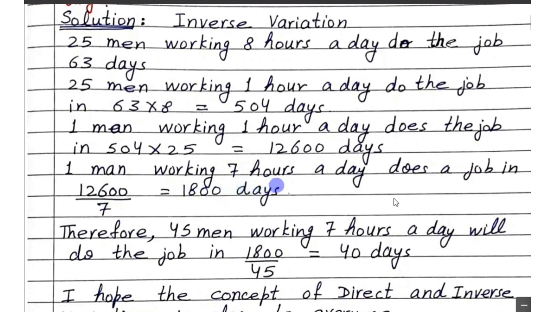Clear? Now this is one man working for 7 hours, but instead of one man it is 45 men. Then 45 men working 7 hours will take 1,800 upon 45, that is 40 days. So we have got the answer. So this is how we have to go with this method.